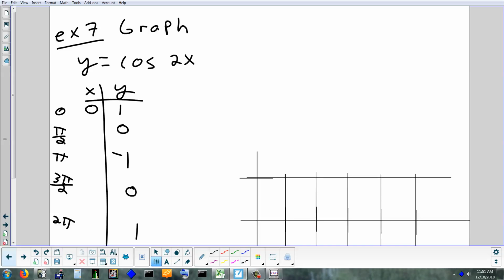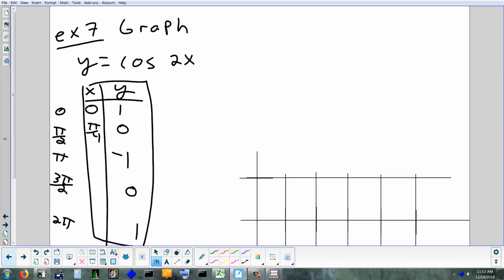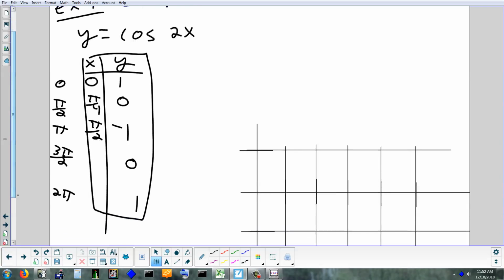We'll see that tomorrow. What's half of pi over 2? Pi over 4. What's half of pi? Well, half of pi is just pi over 2. What's half of 3 pi over 2? 3 pi over 4. Yeah, just times 1 over 2 times 1/2. So 3 pi over 4. And half of 2 pi?